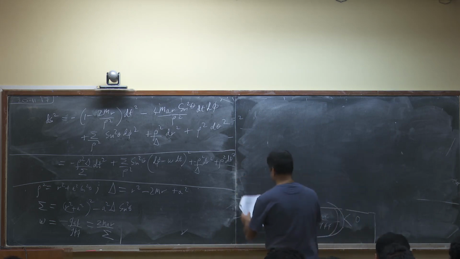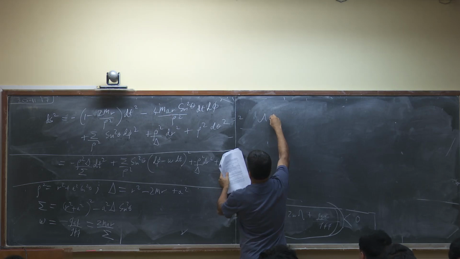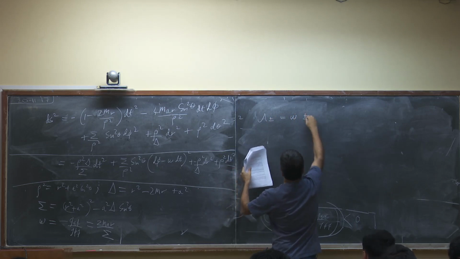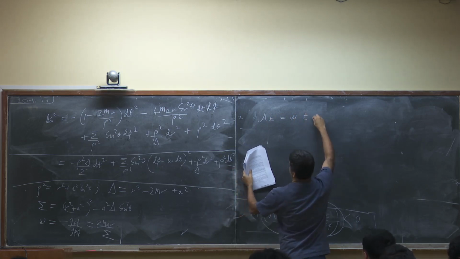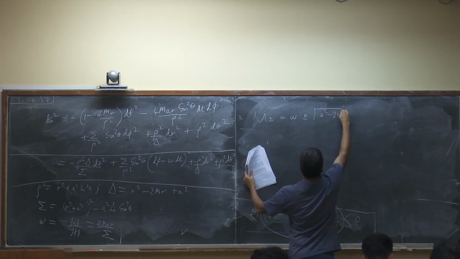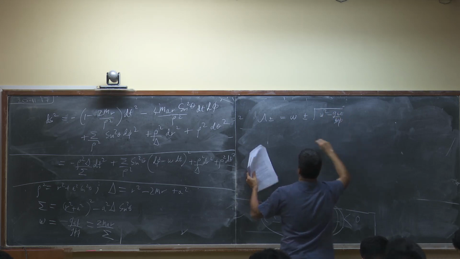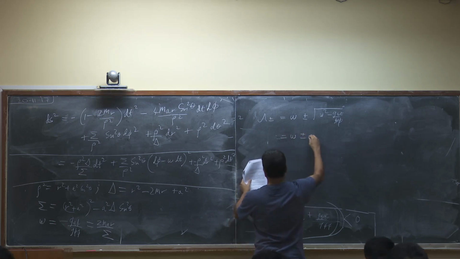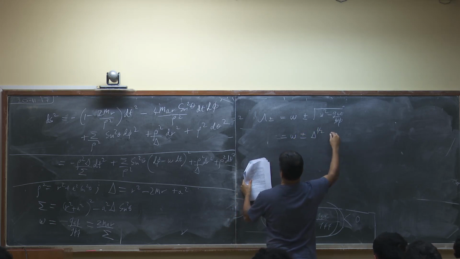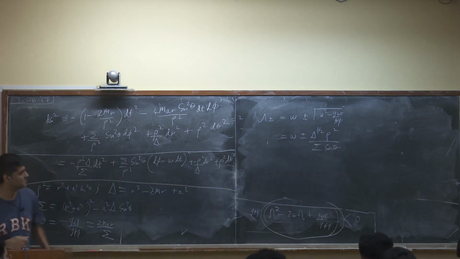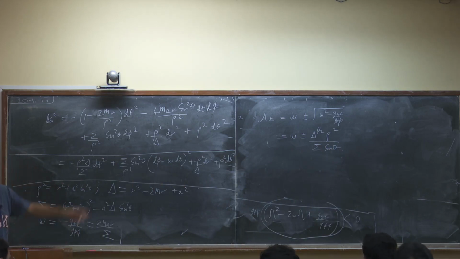You solve for the roots of this equation and you find that the two roots are omega plus minus the square root of omega squared minus g_tt by g_phi phi, which after some algebra can be rewritten as omega plus minus delta to the power of rho squared divided by sigma sine theta. We won't try to go through the algebra, just some simple manipulation.